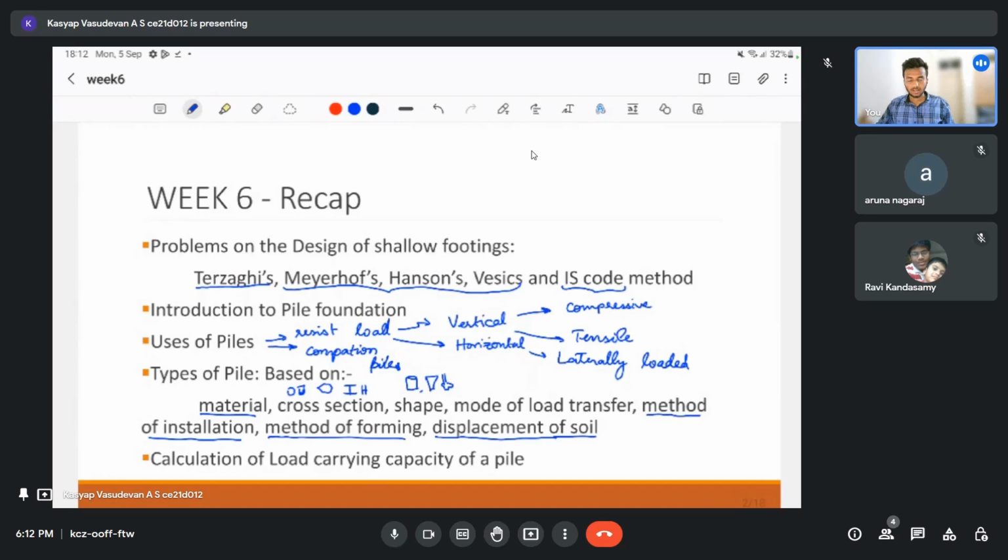After that, we came to calculation of load bearing capacity of a pile. We discussed different materials. We just started calculating the load bearing capacity, and even in week 7, we'll be proceeding with that. Having said that, let us move on to the first question. There are two questions which are quite long in this, so bear with me.